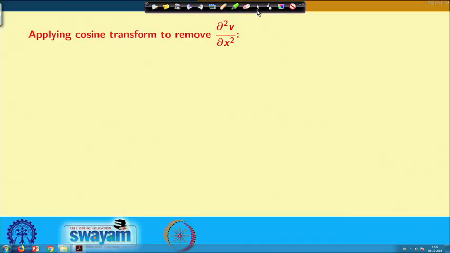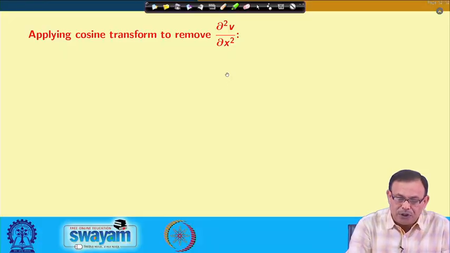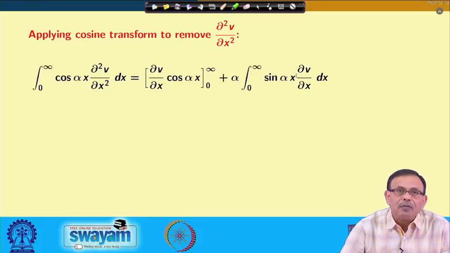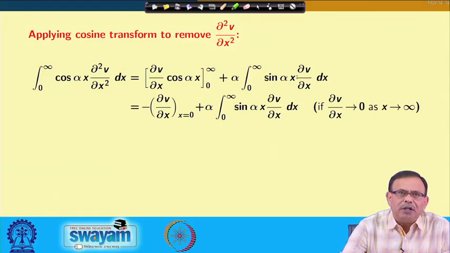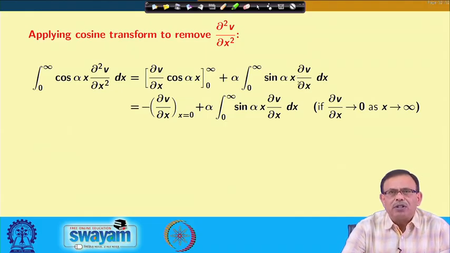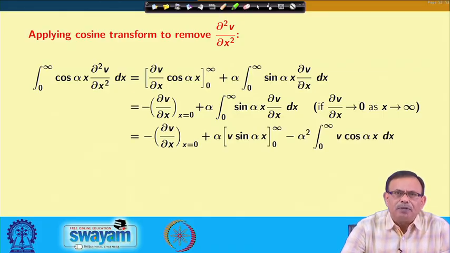So, you see this thing here, I am using now the integral 0 to infinity cos of alpha x into del 2 v del x square dx. This I am writing by parts as this. This equals minus del v del x at x equals 0 plus alpha into this integral. Here my assumption is del v del x approaches 0 as x approaches infinity. Now, again use by parts for the evaluation of the second integral. So, you will obtain this.